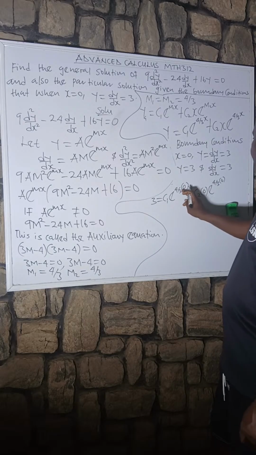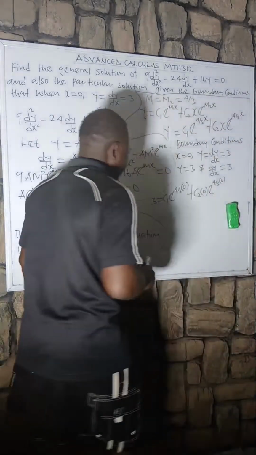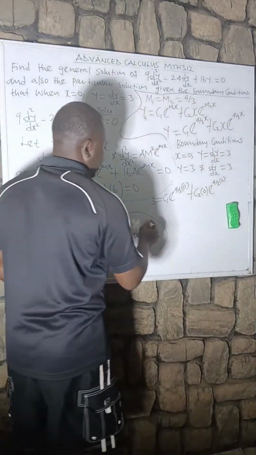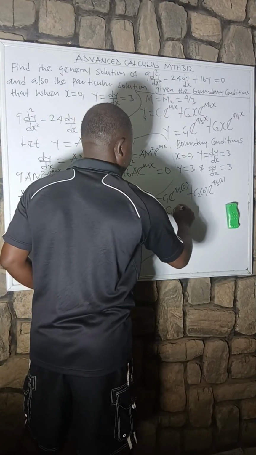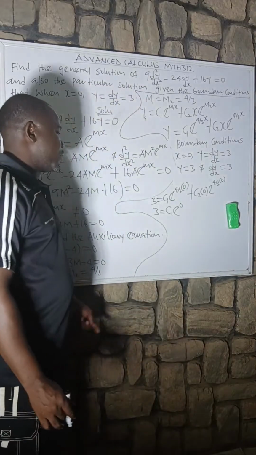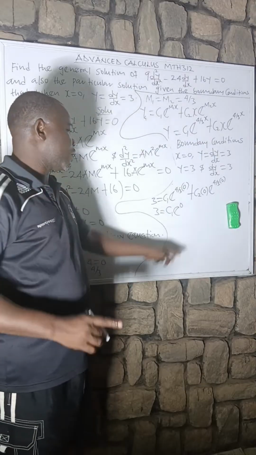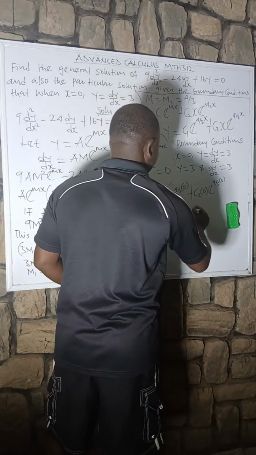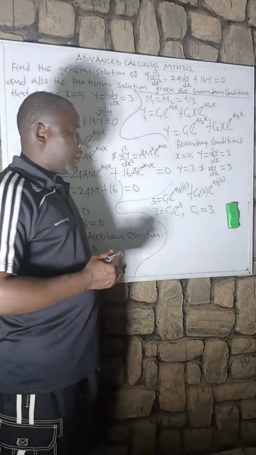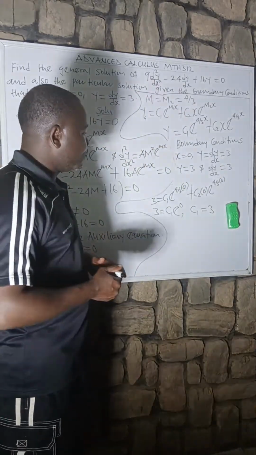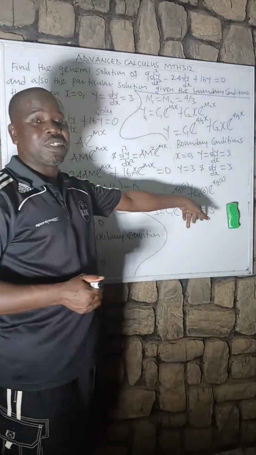Then here, 0 times 4 over 3 is 0. Look at it, we are going to have 3 equals C1 exponential raised to power 0. You know, anything raised to power 0 means what? 1. True or false? So this implies that our C1 will now be equal to 3. Is that clear?